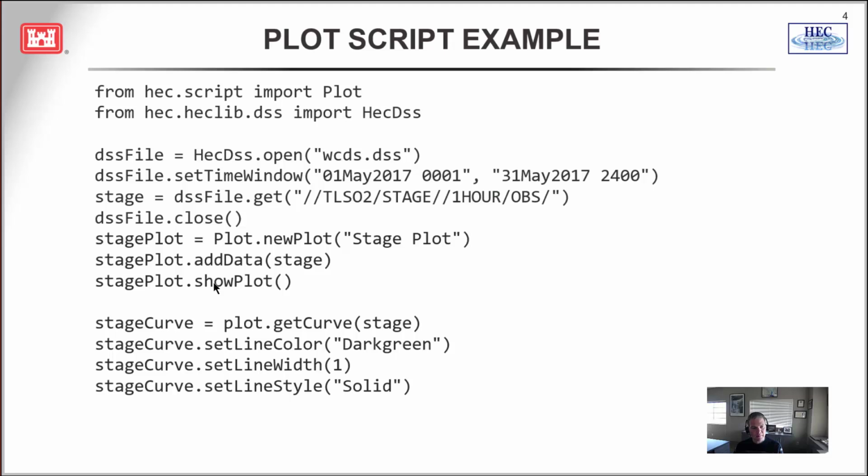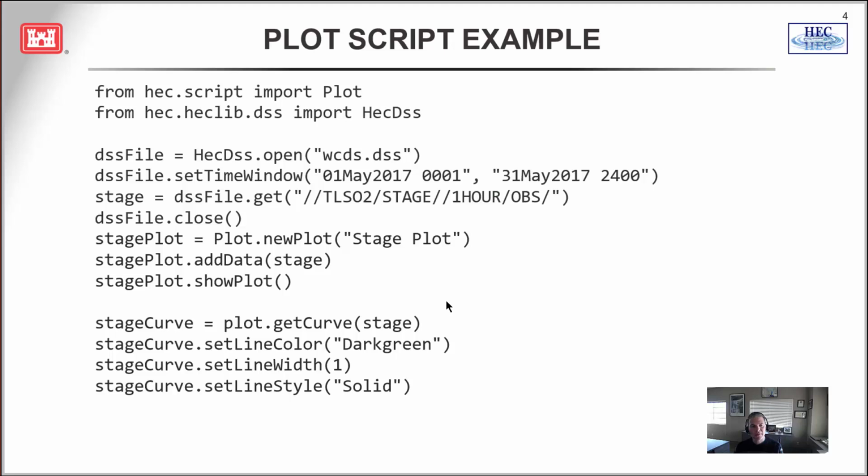And then we can customize the information that's being plotted. So the stage curve within the plot, we're getting the curve using the stage data set that we currently loaded into memory. And then once we have that stage data set or stage curve, we can set the line color to dark green, the line width to 1, and the line style to solid.